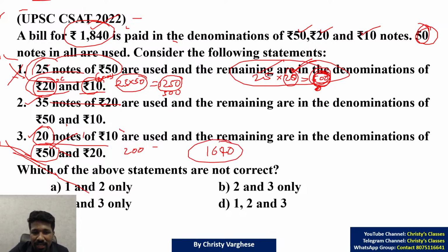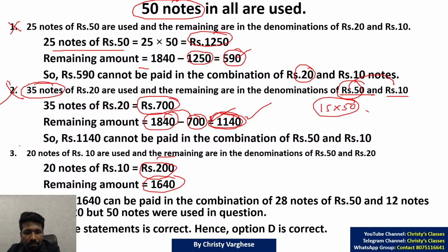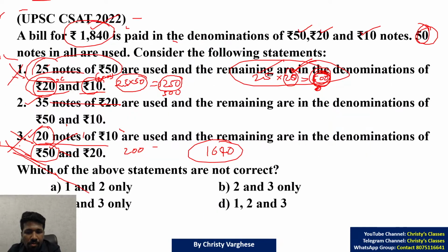That itself says that the third statement is wrong. Are all of you understanding why the third statement is wrong? 20 notes of 10 rupee will not help you. So first, second and third can be eliminated. All clear?